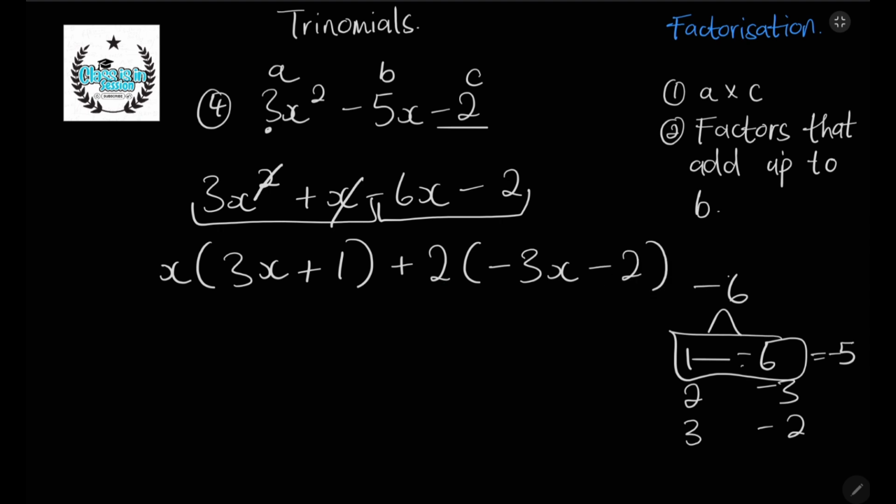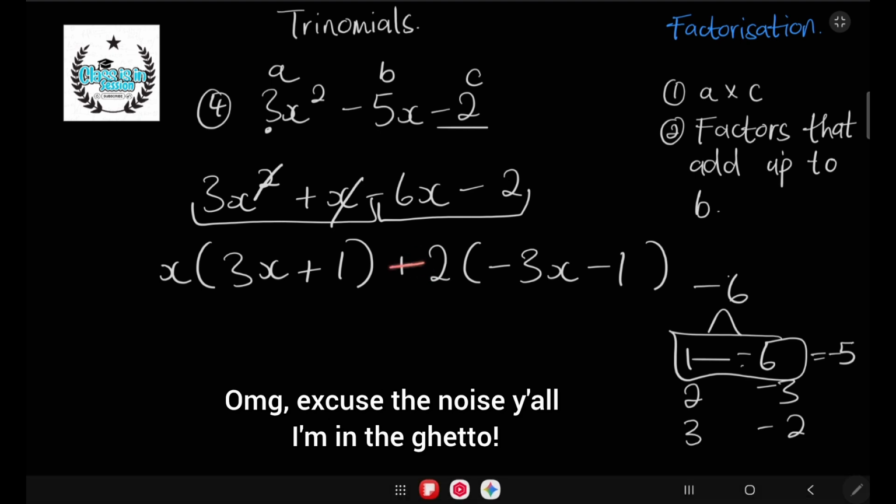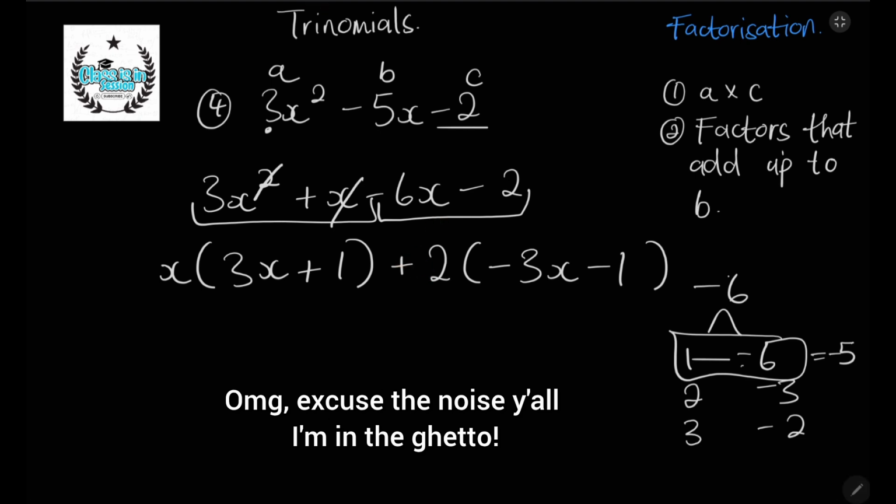Remember, you're supposed to have a common bracket. This should be 3x plus 1 and a positive 3x plus 1. Excuse me, this should be minus 1, as it's negative 2 divided by 2. We get a minus 1. So can you guys see that we don't have a common bracket? So instead of taking out a positive 2, we can try to take out a negative 2.